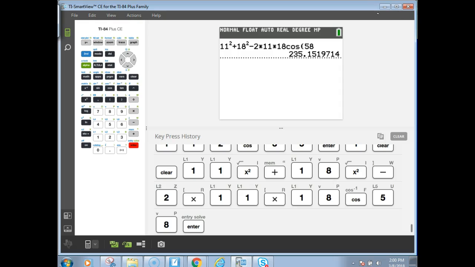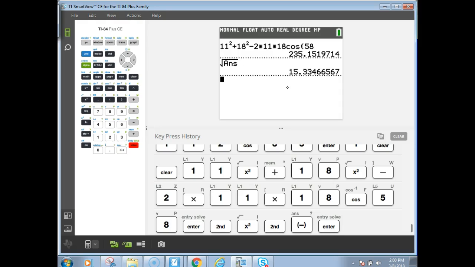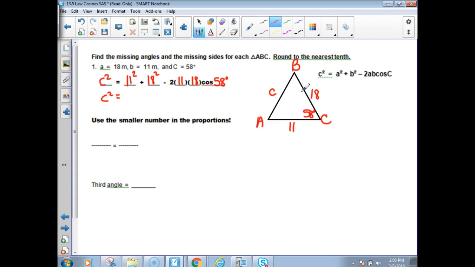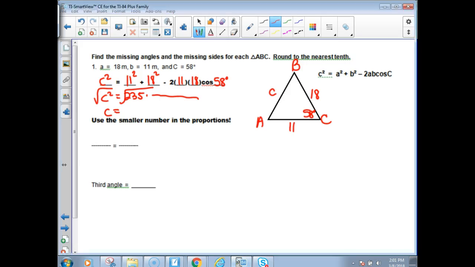So I need to take the square root. So I'm going to just do it right now while I'm on the calculator, and I've got that answer. So I'm going to hit second, x squared, and then I'm going to hit second and pop in my answer right there. And I'm going to do that a lot today on these problems. So I'm going to use the number that's actually on the calculator from that calculation, and we'll have no issues with rounding then. So we're going to go to the nearest tenth, 15.3. Now this was 235, right? And then we took the square root, and we got C was 15.3.